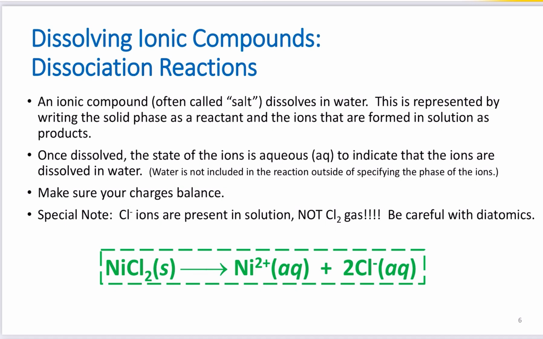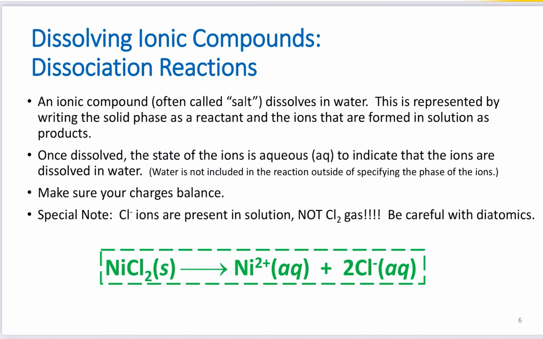We then write an arrow to show that that is the only reactant, and we write the two products as their individual ionic species. We don't write water anywhere. Instead, we write the little AQ after the nickel 2 plus and the Cl minus to emphasize that they are dissolved in water. AQ stands for aqueous. Aqueous means dissolved in water. So again, once dissolved, the state of the ions is aqueous, or AQ, to indicate the ions are dissolved in the water. We do not include water on any side of the reaction other than specifying AQ for the phases of the ions.